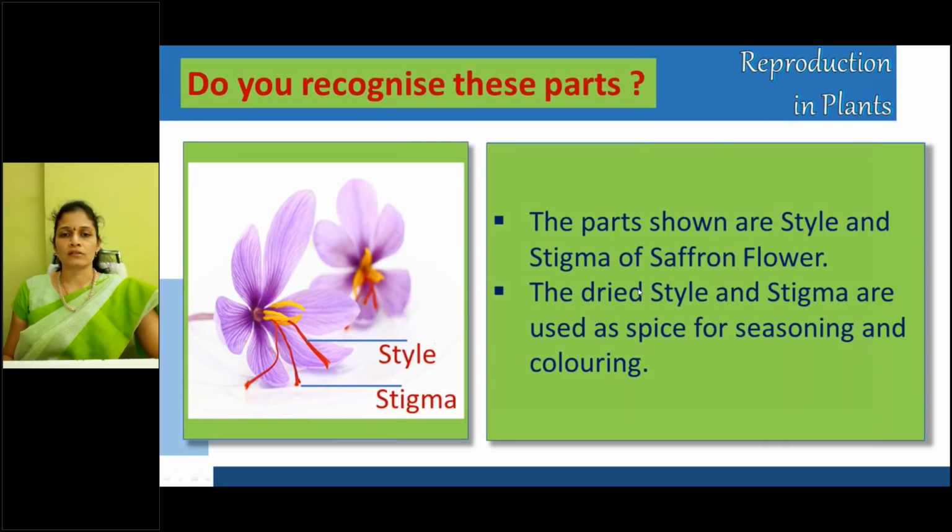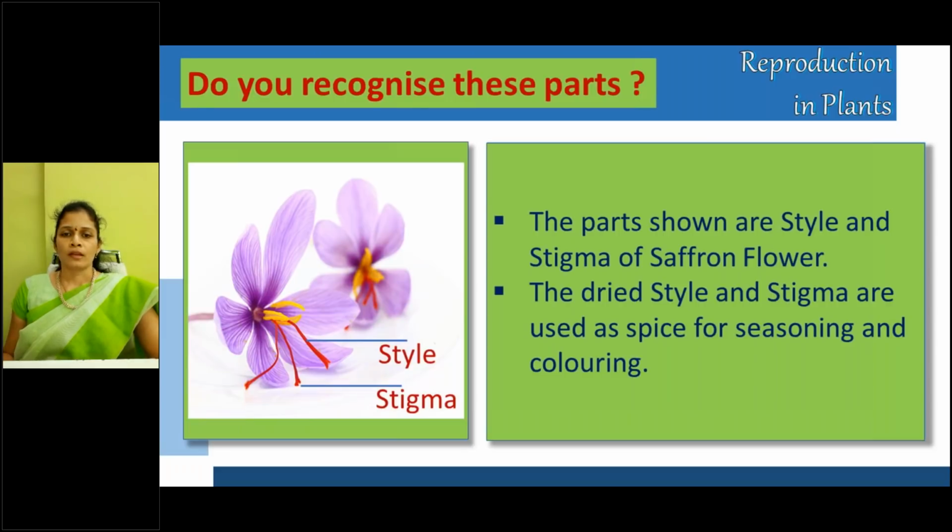Okay, I'm revealing the answers. The parts shown are the style and stigma, and this flower is the saffron flower. The dried stigma and style are used as spices for seasoning and coloring in food. We usually prepare sweets, and in those sweets we use saffron styles and stigmas as a coloring agent.